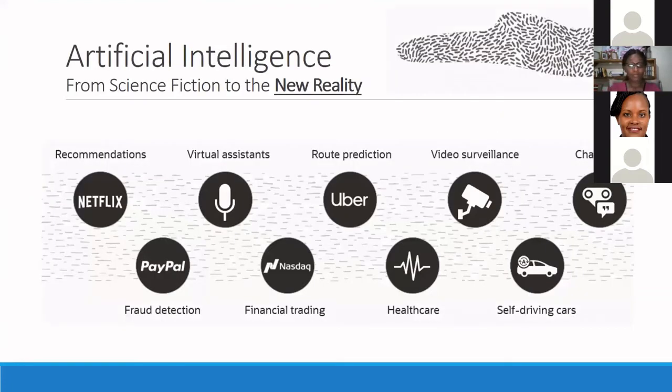So artificial intelligence is becoming the new reality. Artificial intelligence used to be something we saw in science fiction movies and series, and we would say, wow, this is only going to happen 100 years from now. But right now it's becoming a reality where a lot of the platforms that we interact with are run by AI. For example, video surveillance. We have cameras.